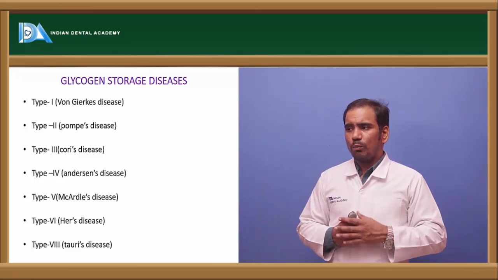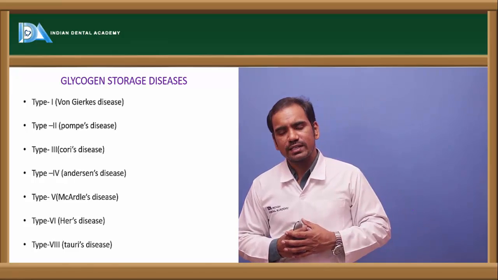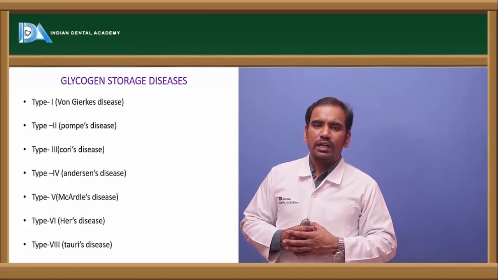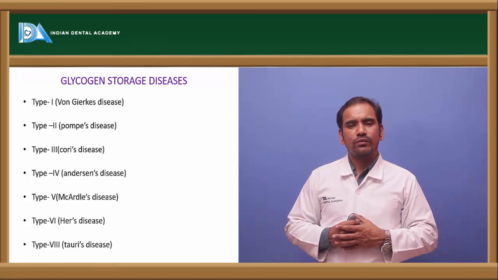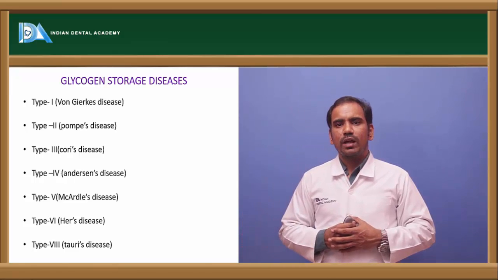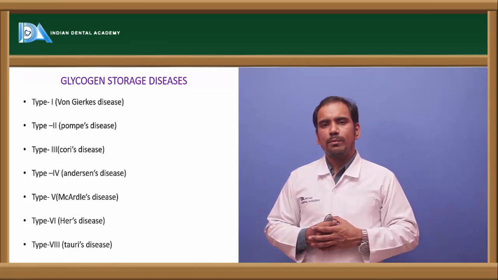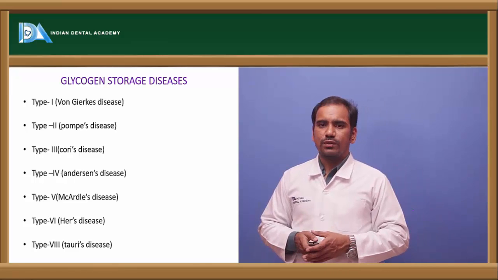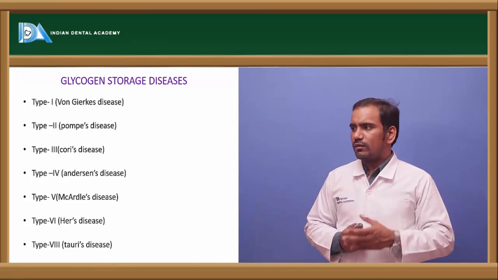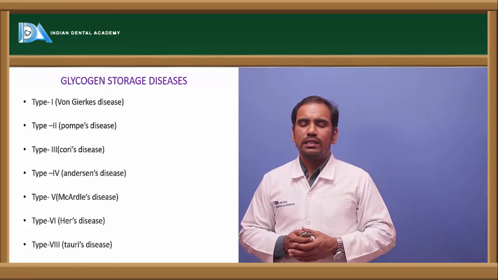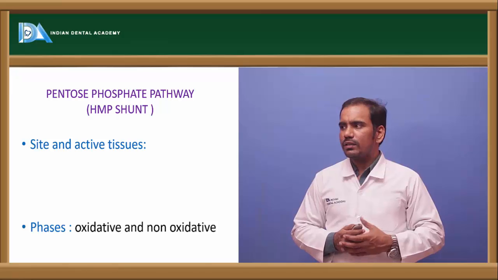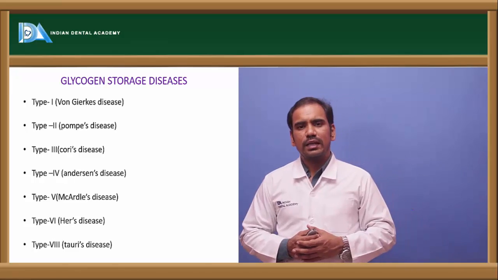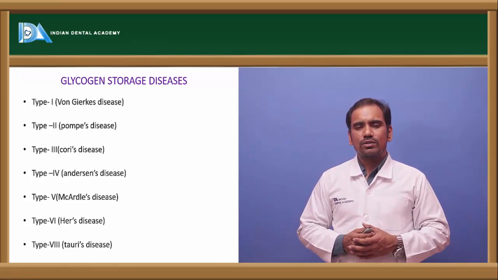Coming to Pompe's disease, that is because of deficiency of acid maltase. Cori's disease is because of deficiency of the debranching enzyme. Andersen's disease is because of a defect in the branching enzyme. McArdle's disease is because of deficiency of muscle phosphorylase. And Hers disease is because of deficiency of liver phosphorylase. So these are the glycogen storage diseases and the defective enzymes. And that's about glycogen metabolism. You have seen what glycogenesis, glycogenolysis, and glycogen storage diseases are.